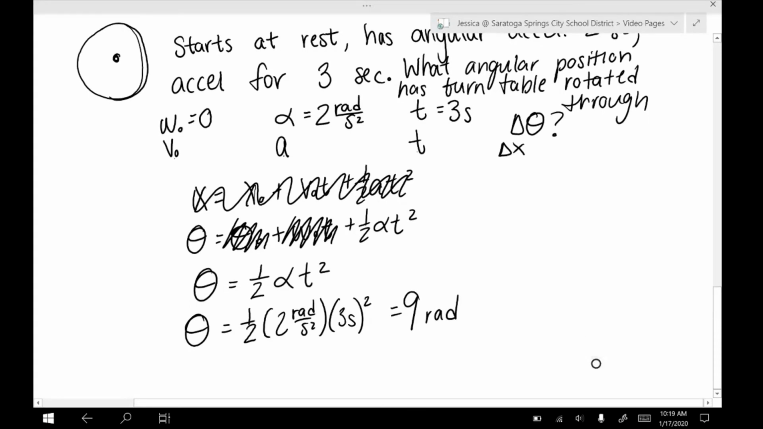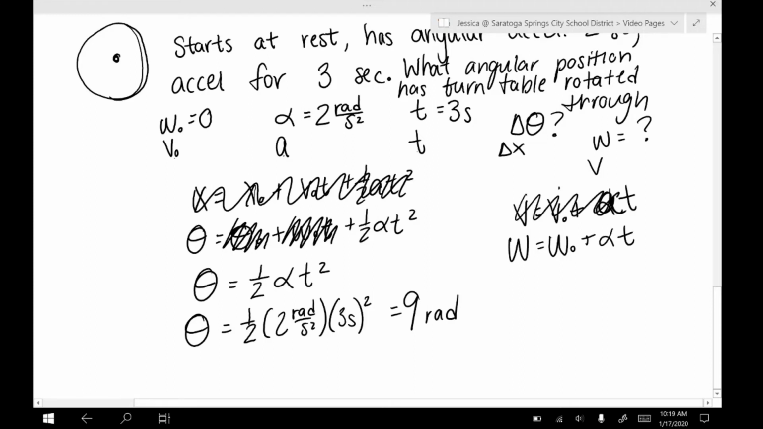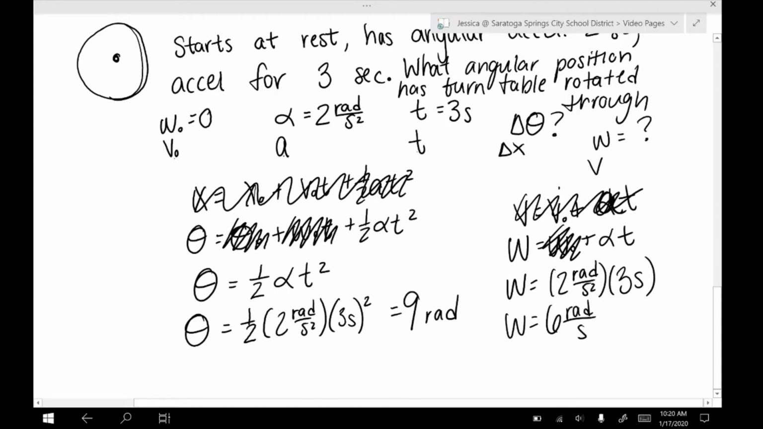Okay. I could also use this to find my final angular velocity, which would just be v. So I could use v equals v0 plus at, or rather omega equals omega 0 plus alpha t. So this initial velocity is 0. I'm looking for final velocity. Alpha is 2 radians a second squared. I'm rotating for 3 seconds, so my final angular velocity is 6 radians per second. Okay.